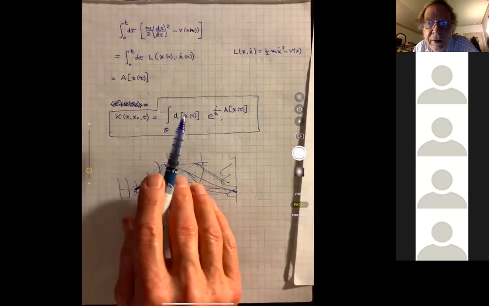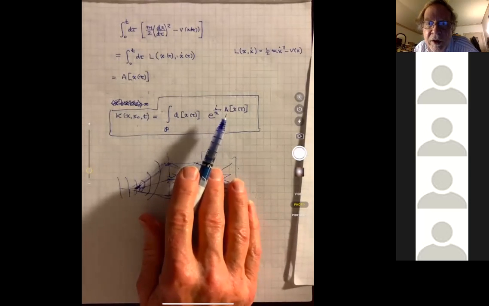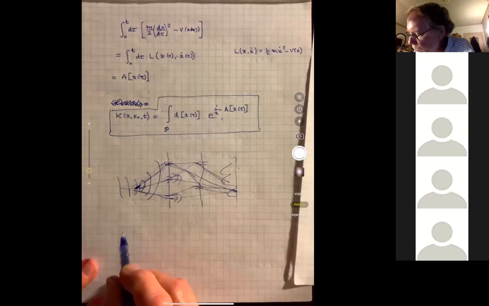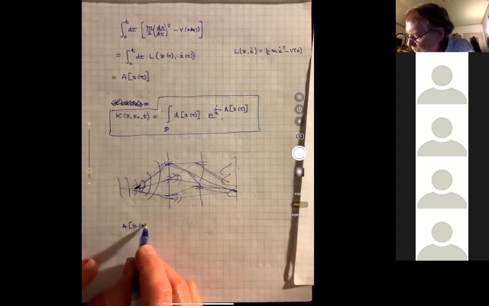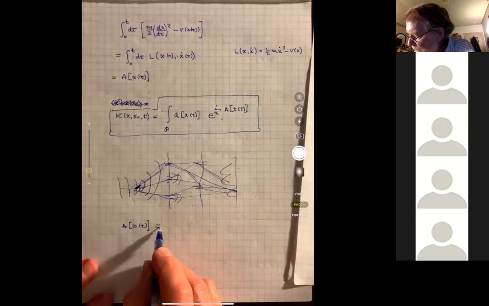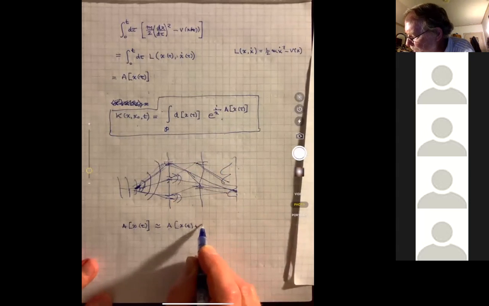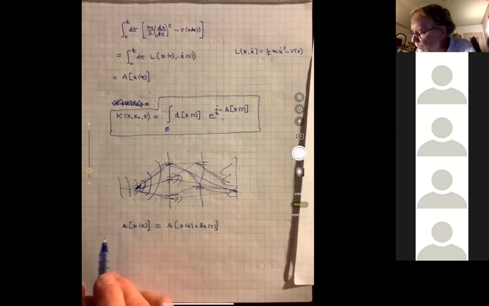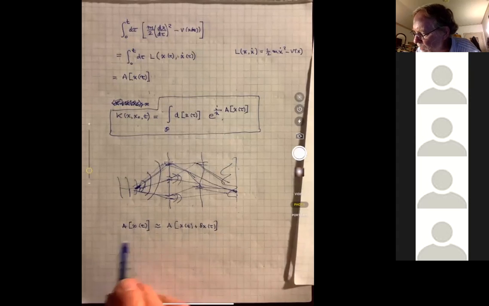So this is a way of saying that the main contributions to this answer come from the regions of path space in which these phase factors are nearly in phase with one another. That would mean that if x of t is a path in such a region of path space, then A of x of t is approximately equal to A of x of t plus some small variation, delta x of t. If these two are nearly equal to one another, then in some range around that path indicated by delta x, they're in phase and we get a stronger contribution.